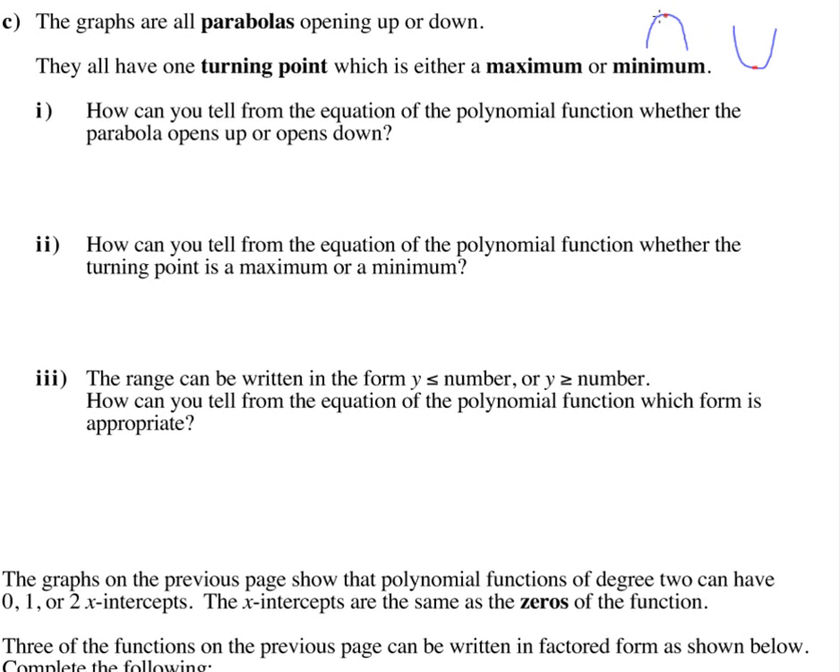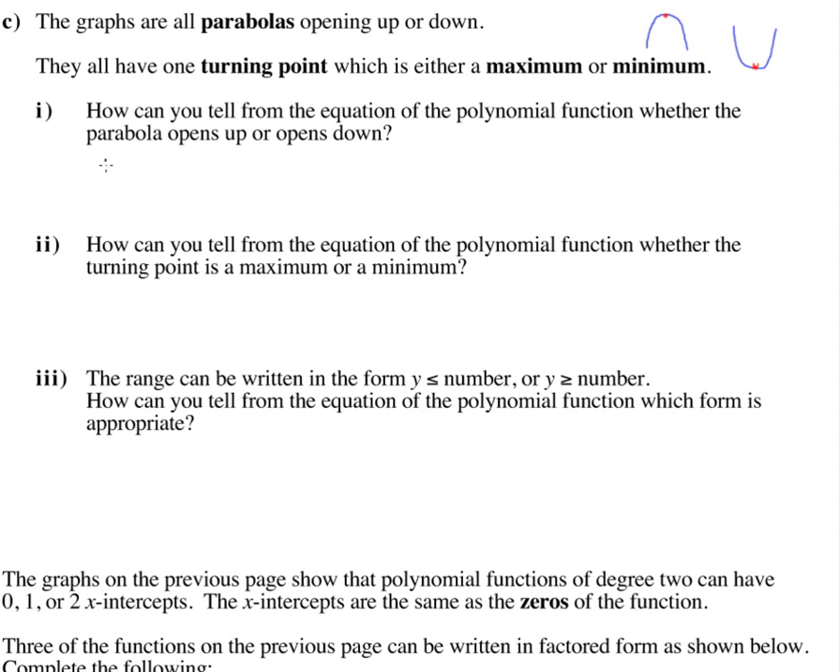This one is rising, hits its maximum, and then starts to fall. This one is falling, hits its minimum, its lowest ever value, and then starts to rise again. How can you tell from the equation of the polynomial whether it opens up or down? The leading coefficient tells you that.